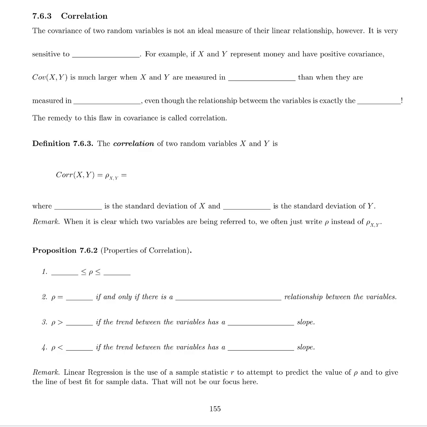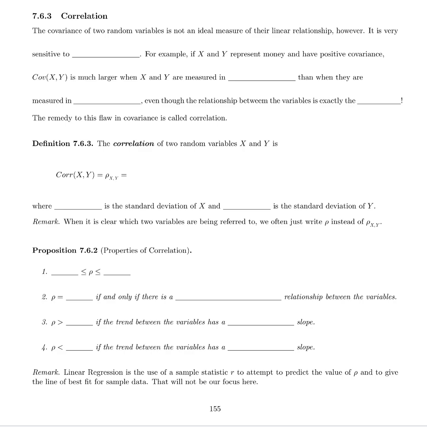Welcome back. In a previous video, we saw that the covariance of two random variables is related to the strength of their linear relationship. In this section, we're going to see 7.6.3, the correlation, which comes about because the covariance is not an ideal measure of the strength of the linear relationship, however.